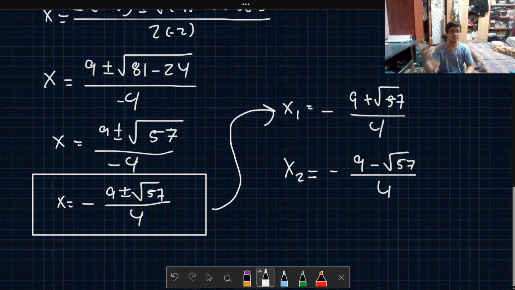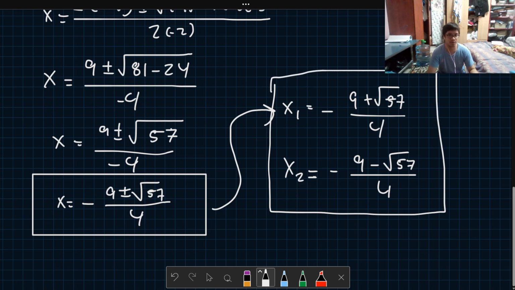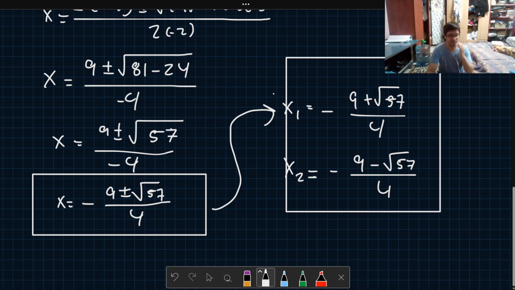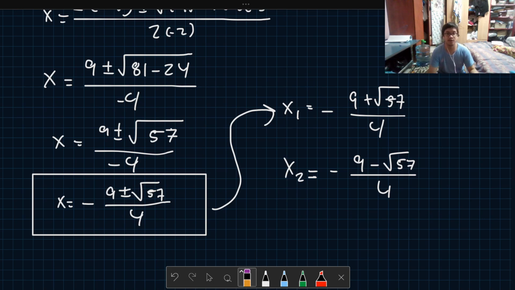Since you have plus minus, it's an indication that you have two values. One that has the plus, one that is minus or negative. So these are your x values. Now here's the question though. Which one of them is the solution? Why do I need to ask that? Because you see, we already found our x. So what is our x? That would be the solution, right?